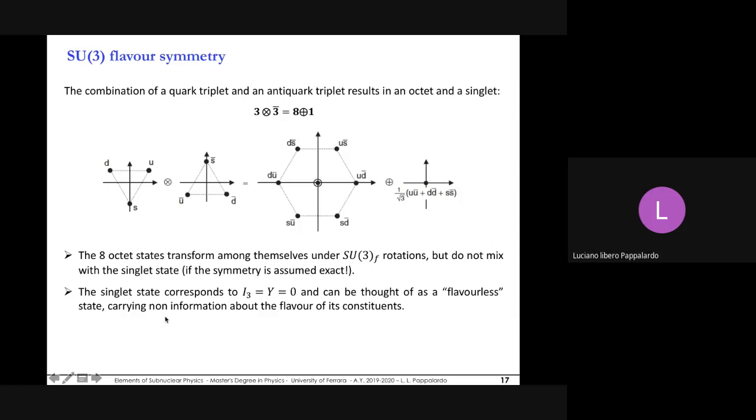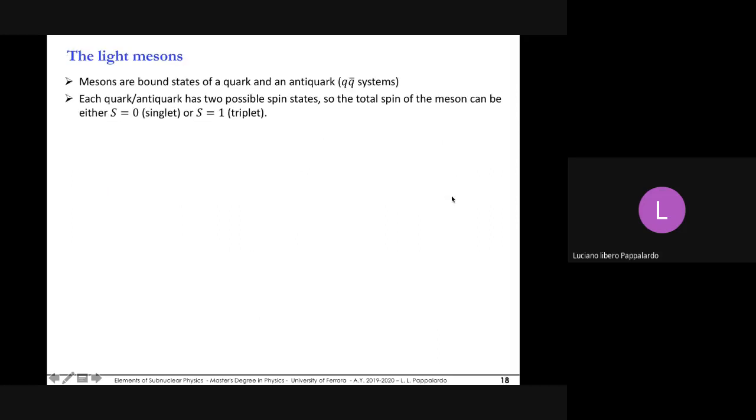Now the singlet state, which is represented here, is a u ubar, d dbar, s sbar state, and corresponds to 0 hypercharge, 0 isospin. So in fact, it comes in the origin of this plane, and can be thought of as a flavorless state, essentially carrying no information about flavor in its constituents, because each flavor is annihilated by the anti-flavor, as you see here. Now, mesons are bound states of quark.